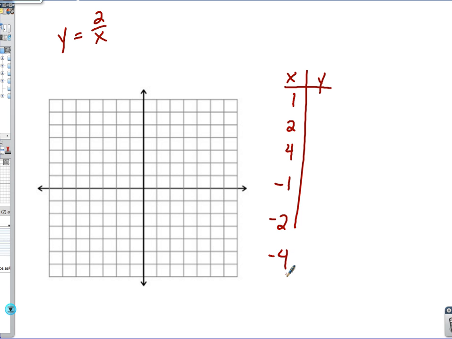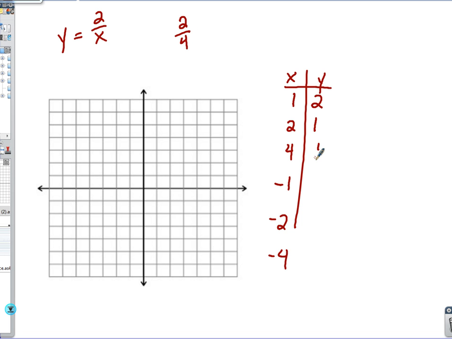Y equals 2 divided by x. So y equals 2 divided by 1 is 2. 2 divided by 2 is 1. And 2 divided by 4 is actually 0.5, or the way that I do it, 2 divided by 4, if you can't divide it without getting a decimal, just leave it as fraction form and reduce it.